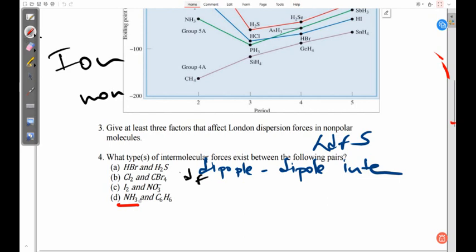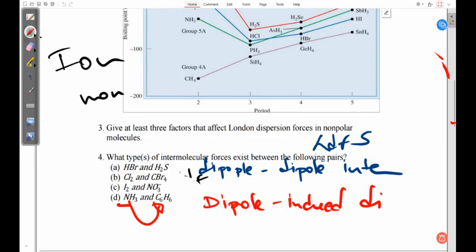Ammonia has got hydrogen bonds in it. Hydrogen bonds are dipole to dipole interactions, right? So this is hydrocarbon, which is non-polar. So equally this will induce some charge on that. So it's going to be a dipole induced dipole. And of course, all of them have London dispersion forces.